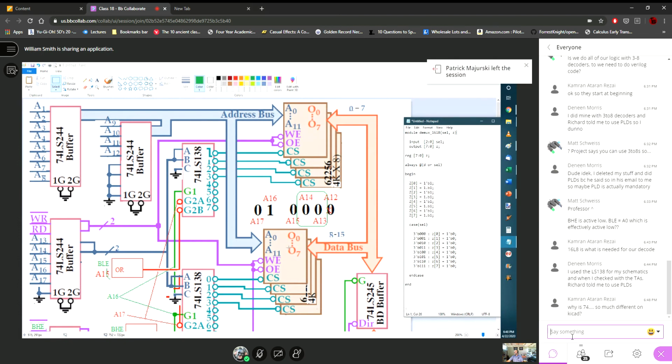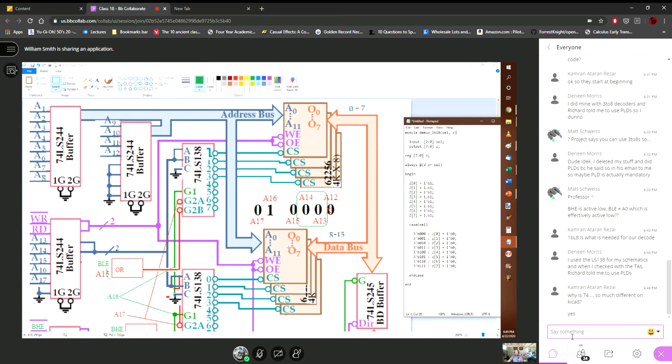Are there any other questions on that? Why is the 74 so much different in KiCad? That I don't know. The 74LS138 is different. Okay, Cameron, how's it different? The 74LS138 may look a little bit different, but it should still have the same pins and the same functionality, I think.